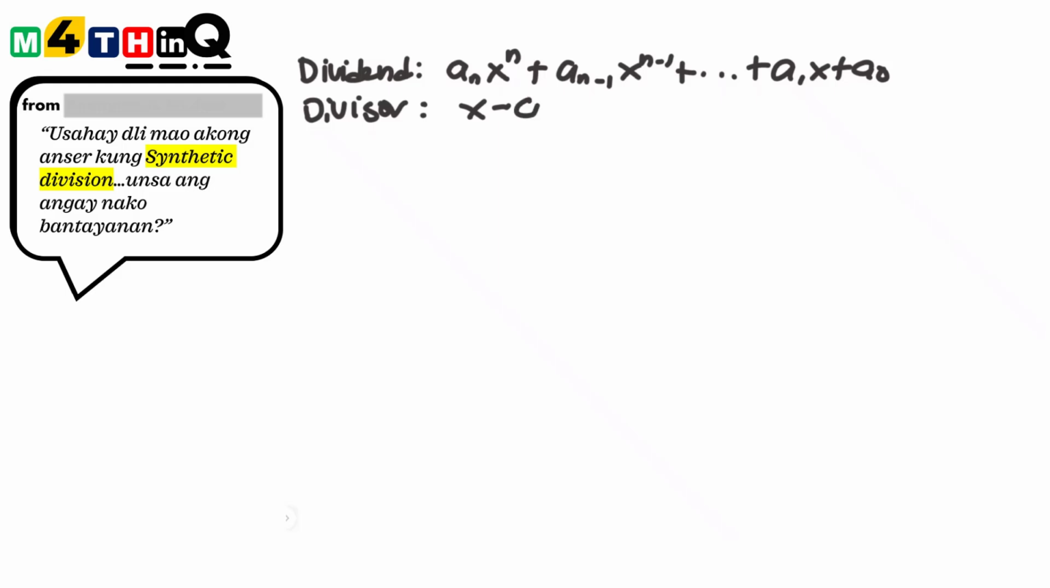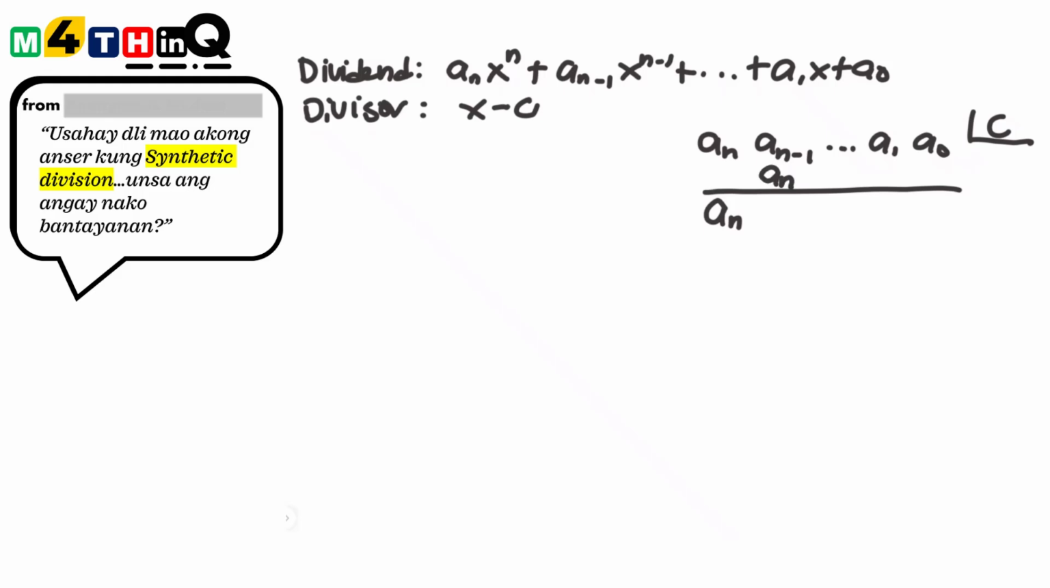Now for synthetic division, we usually do this. We simply list all the coefficients, only the numerical coefficients, okay? And we operate it with a certain c that is taken from your divisor. And the process involved in that is actually this one here. You bring down a sub n, then you multiply a sub n with the c, so a sub n c, and then you add, then you will get a result here, doing the same process until you reach this last portion here. So this is synthetic division.